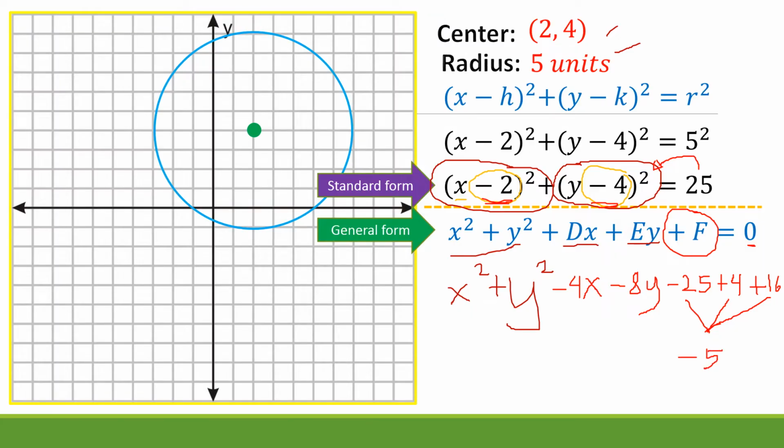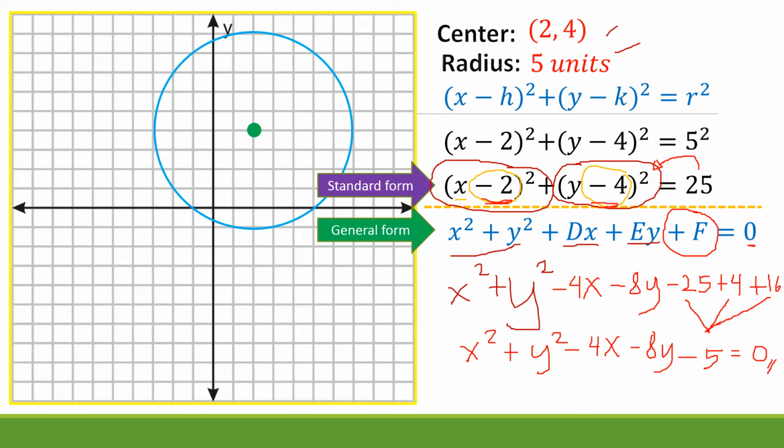So therefore, our general form is, we simply copy the second degree terms, as well as the first degree terms. So x squared plus y squared minus 4x minus 8y minus 5 equals 0. So this is how we can transform the standard form into the general form of a circle.